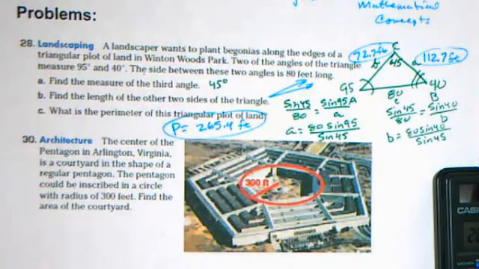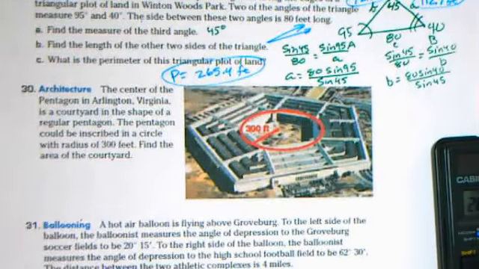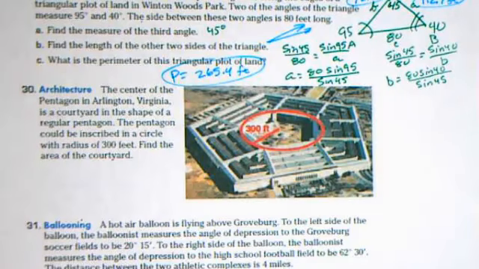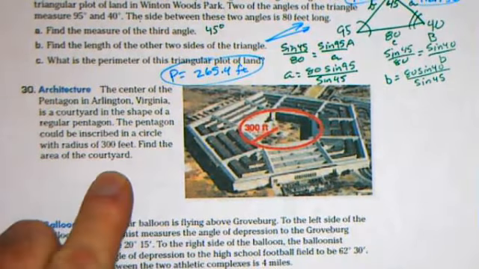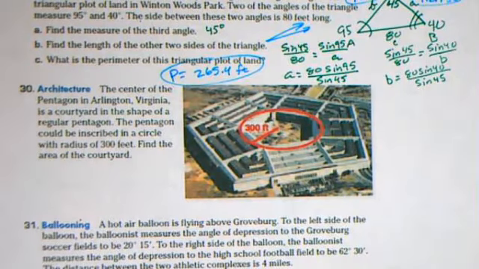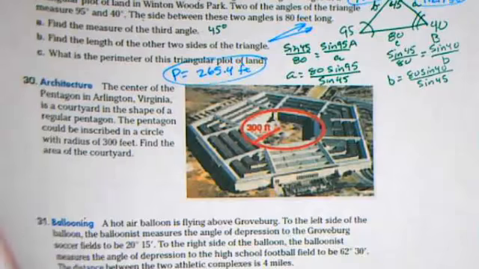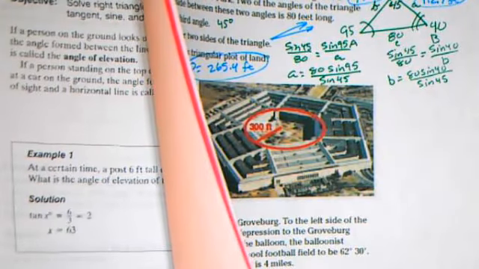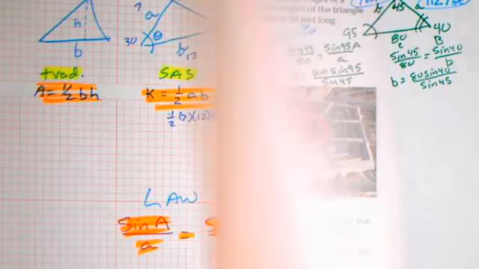Let's look at number 30. Now number 30 wants us to find the area of the courtyard, and they give some information about a regular pentagon. So an area formula that comes from this section. Let me bring that up and review that real quickly here.